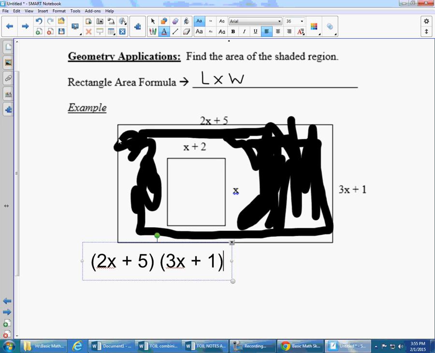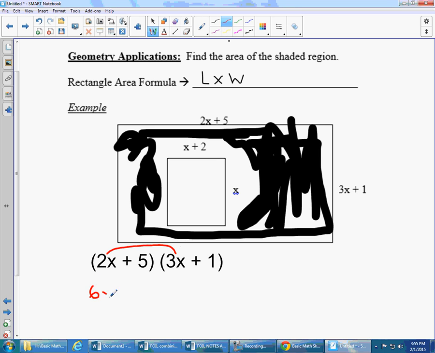That's going to find the area of the whole big square. So let's do 2x times 3x. That gets me 6x squared. And then let's do 2x times 1. That gives me positive 2x. And then how about 5 times 3x? That gives me positive 15x.